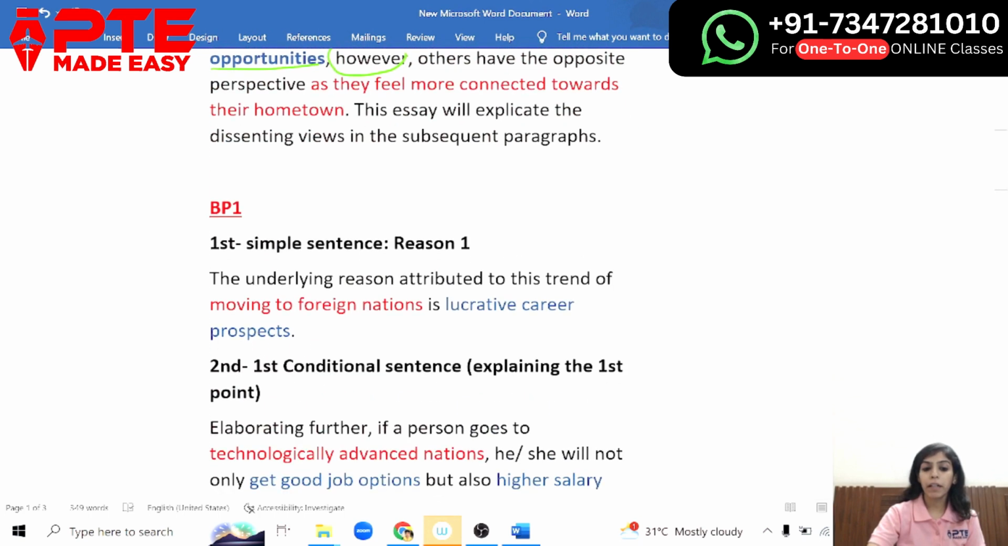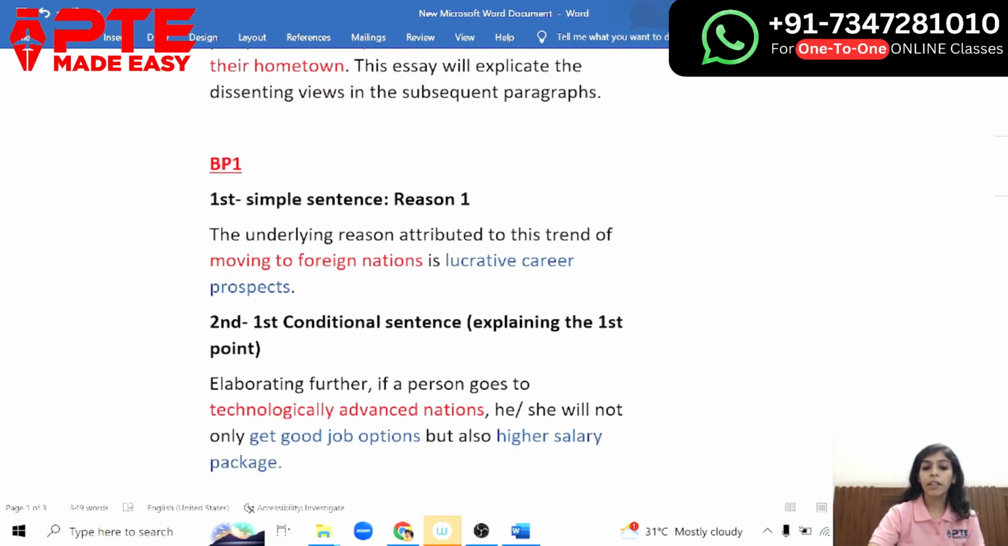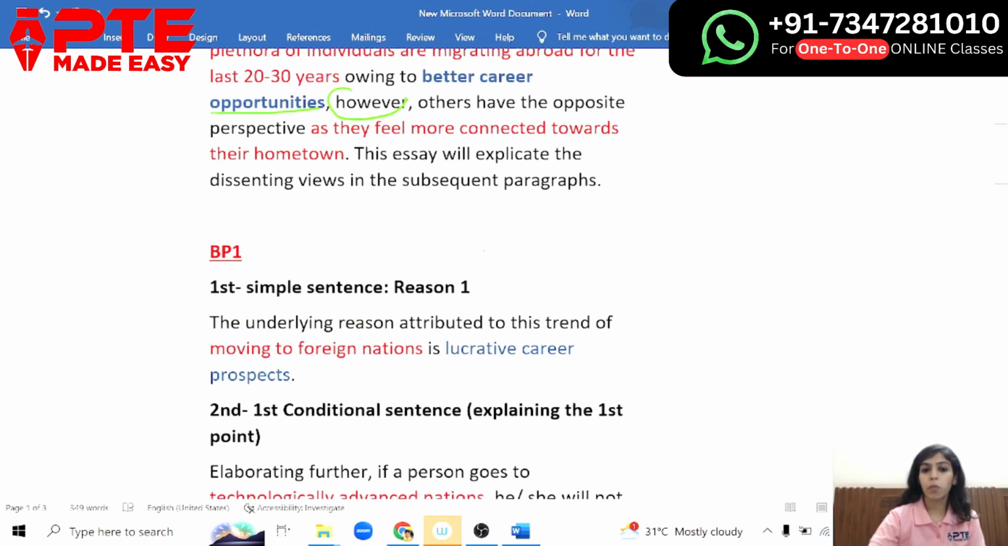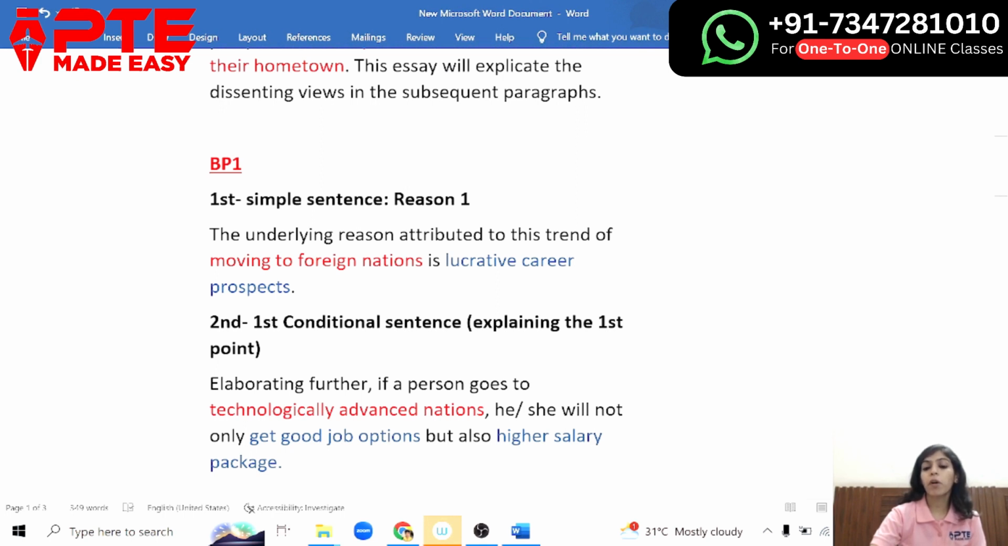Now, looking at body paragraph 1. Here also you're going to start the first sentence like this only. It is going to be a sentence like such. The underlying reason attributed to this trend of moving to foreign nations is lucrative career prospects. So what have we written? Better career opportunities. So we have paraphrased it. Lucrative, profitable career prospects. The underlying reason attributed to this trend of moving to foreign nation. We have just paraphrased the question statement. What is the reason behind what? The reason behind moving to foreign nations.